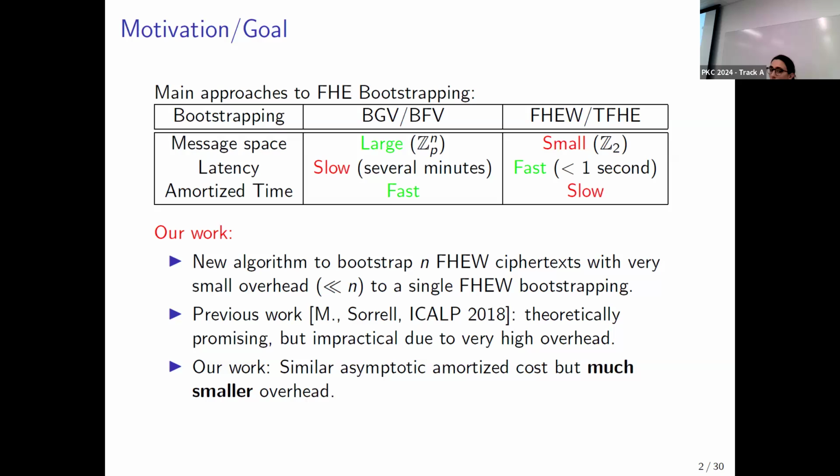So our work is going to focus on amortized bootstrapping in the context of FHEW ciphertexts. We're looking at an algorithm that is going to bootstrap N FHEW ciphertexts at the same time for a very small overhead.